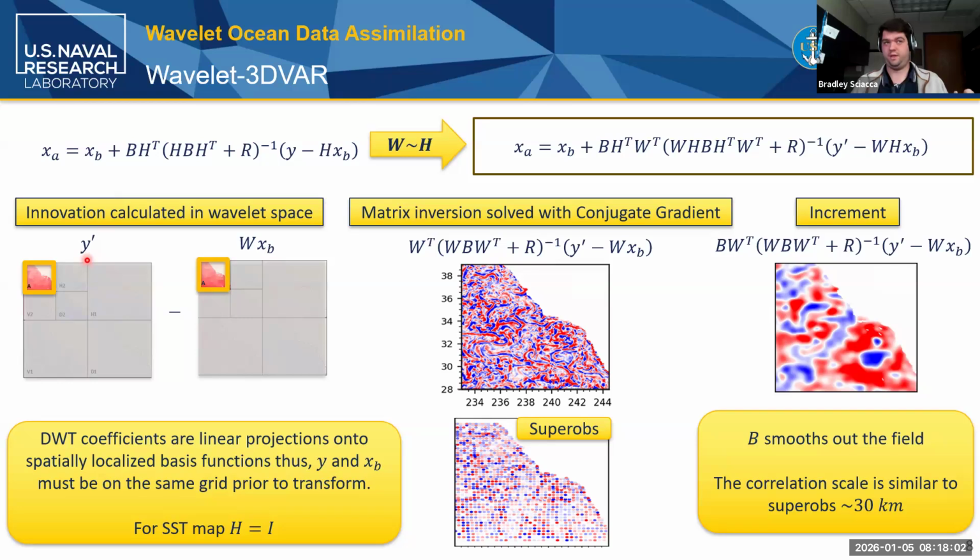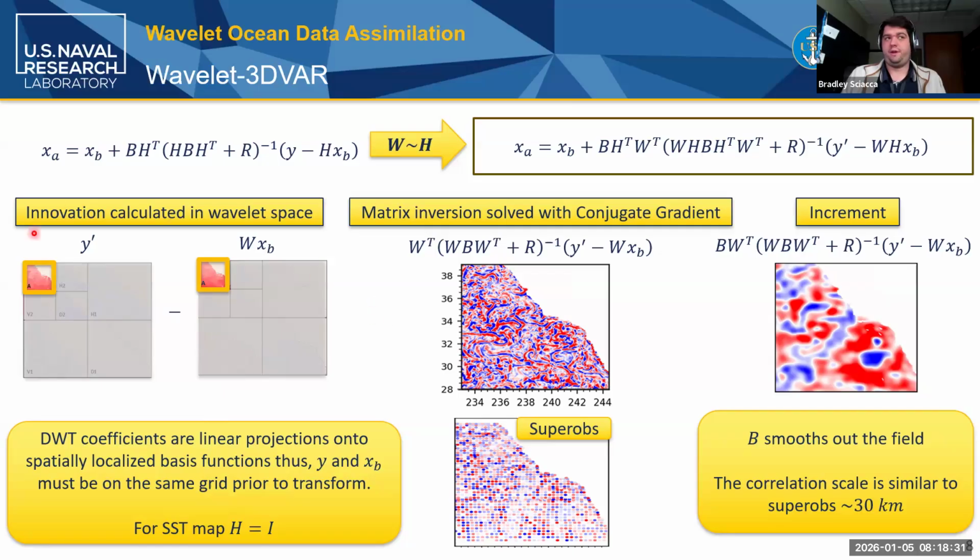And then we just took the wavelet transform of our model background, which is already on the model grid, and then those are both brought into wavelet space. And it should be noted that for these particular SST maps that we were using here, the traditional observational operator H was just identity, because it was already one-to-one where everything was. There was no need to specially map anything from one space to another because they were both compatible already.